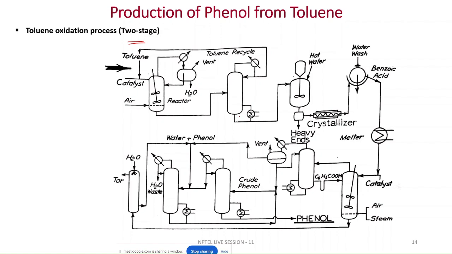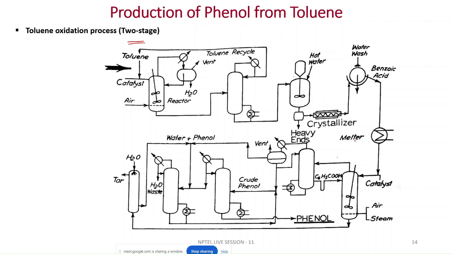The bottom product of the distillation is taken to the stirred tank reactor, where hot water is fed. This is the first oxidation process in the presence of air, or you can use air also, and it will work fine. Then benzoic acid is washed here by hot water, crystallized, and then further washed.